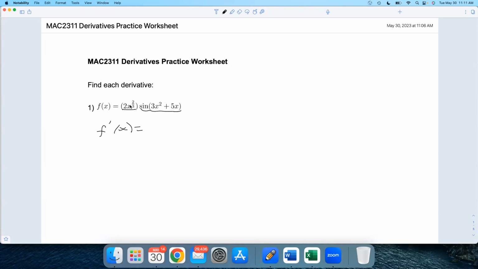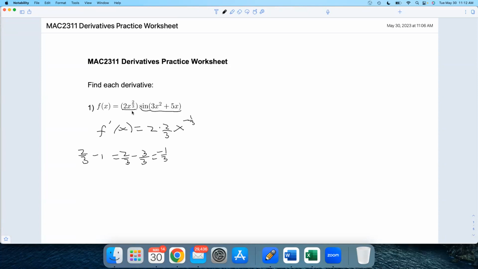Product rule says derivative of the first, so I got to take the derivative of this guy. The two just comes along for the ride. X to a power, the derivative is bring that power down and decrease the power by one. So I want 2/3 minus one. So maybe on the side, 2/3 minus one would be 2/3 minus 3/3, negative 1/3. So that's my new exponent.